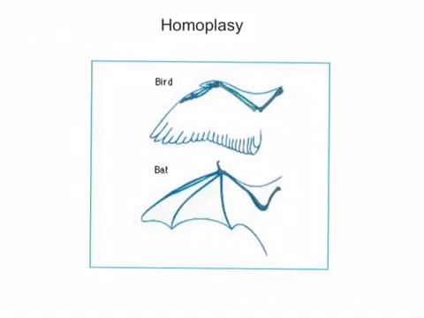Okay, so here we can see an example of a homoplasy between a bird wing and a bat wing. And these are representing a homoplasy because they come from a different ancestor but share the same characteristics.